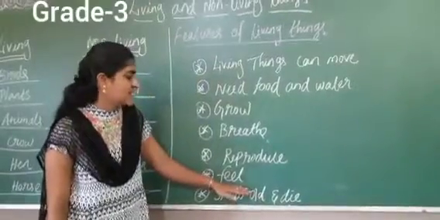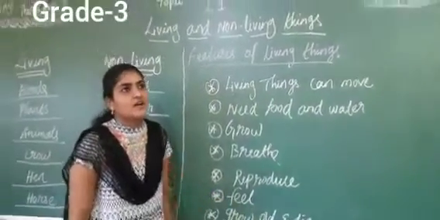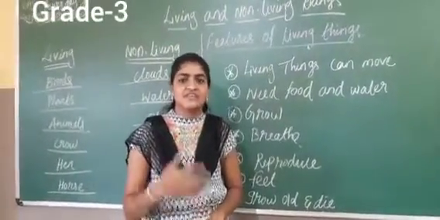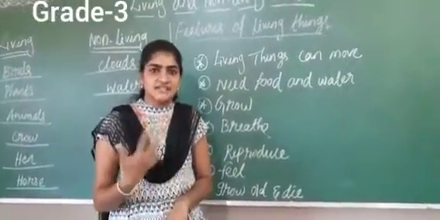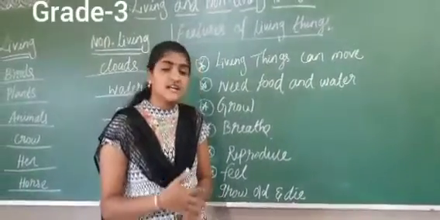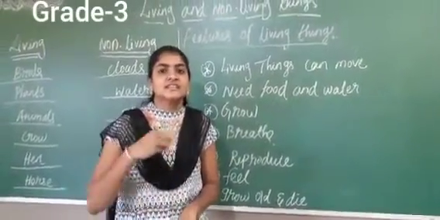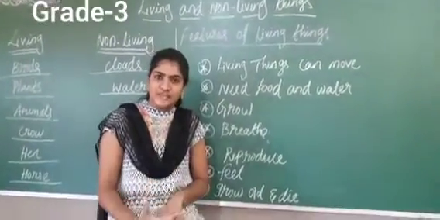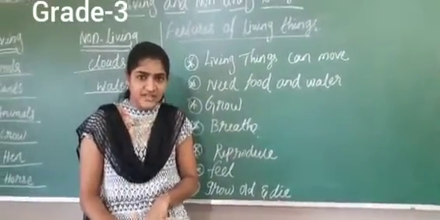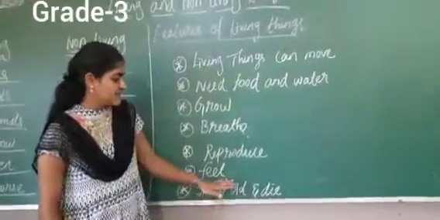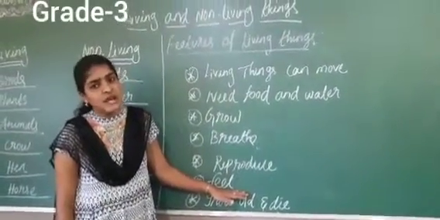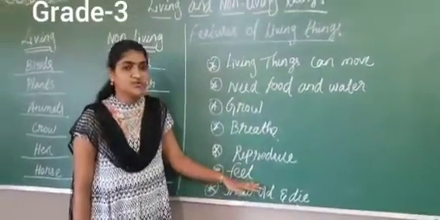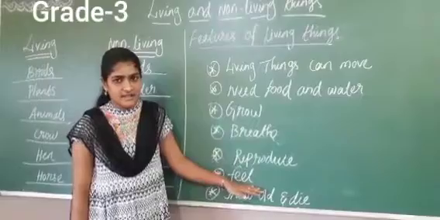And next one, living things feel. For example, if you hit your dog or a cat, whatever it is, it will feel the pain and start shouting. So that means the thing can feel pain. The things which can feel pain are called living things. Likewise, whatever living thing it is, a human, an animal, a plant, a cat or a dog, it can feel pain when you hurt it.